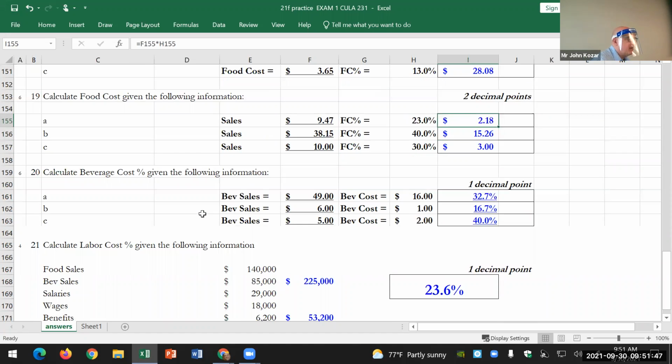So in this case, last set, we're looking for beverage cost percent. So we're taking the beverage cost and dividing it by the sales. So $16 divided by $49 gives us 32.7%. The second one comes to 16.7%, and then the last one is 40%, $2 divided by $5.